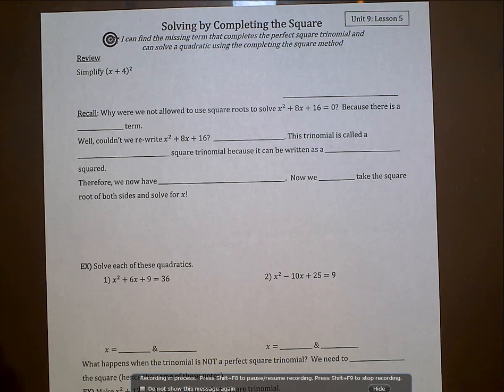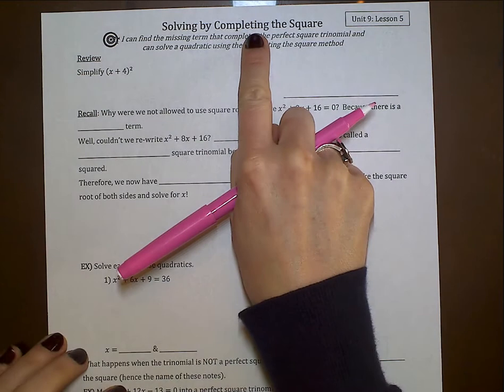In our lesson today, we're going to be learning the third method for solving a quadratic. We've done graphing, we've done square roots. This is the third method. It's called completing the square.